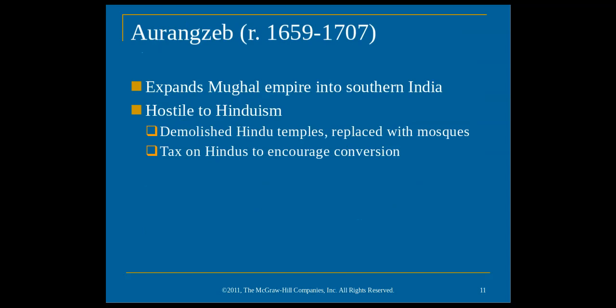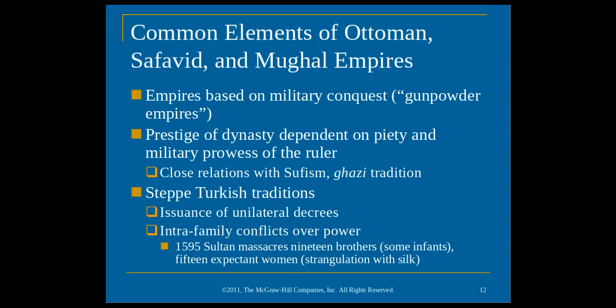Aurangzeb expanded the Mughal Empire into southern India. He, however, was not religiously tolerant. He was very hostile to Hinduism, and Hinduism is strongest in central and southern India. He demolished Hindu temples, replaced them with Muslim mosques. And he placed a tax on Hindus to encourage their conversion to Islam. As you can imagine, that's going to cause a lot of issues.